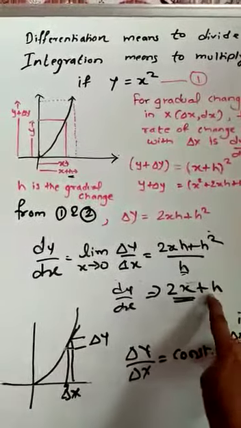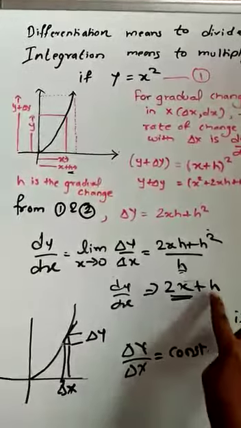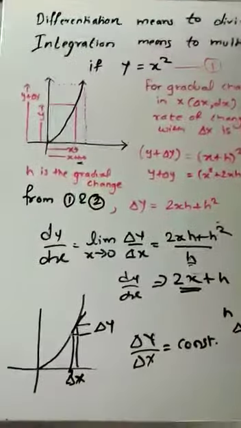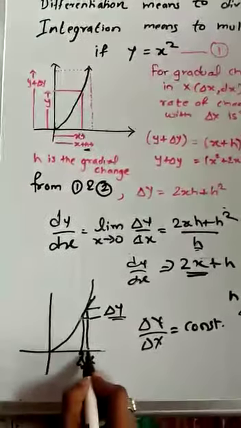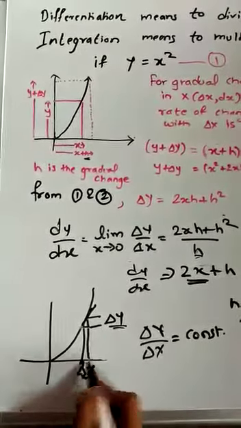That means our purpose of putting h is now over. It is not useful, because you have already found out the more accurate value of delta y by delta x; if you take an even smaller value of x, you will still get the same answer.